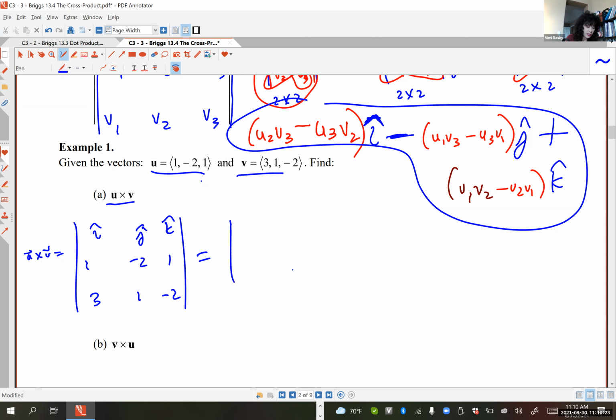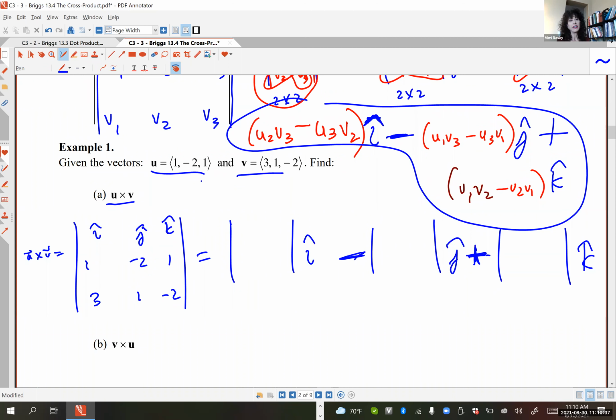So you're going to go 2 by 2 i hat minus 2 by 2 j hat plus 2 by 2 k hat. Now, a lot of students come up to me after class and go, how come there's a minus here, but there's a plus over here? And the answer to that is it has to do with the matrix of cofactors, and I don't want to get into it, but take a linear algebra class and they will completely answer it for you. Okay?